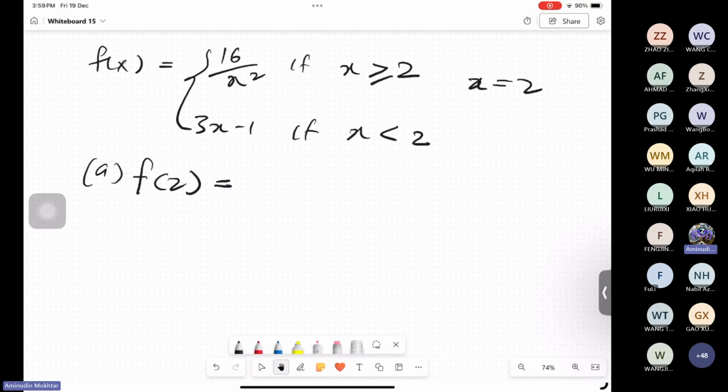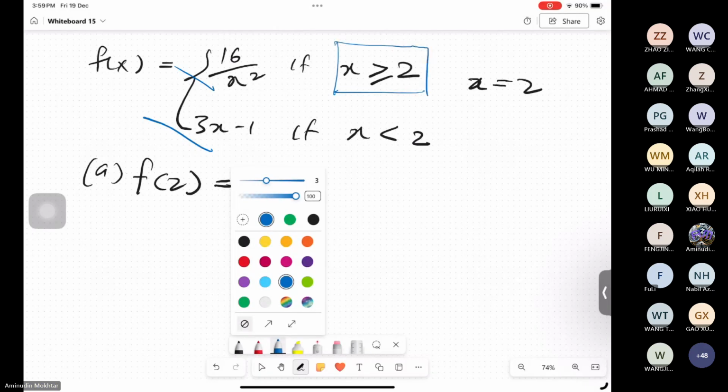For this case, we need to find the value of f(x), the value of y when x equals 2. When x equals 2, we see f(x) has two functions. We need to decide which one we should use, whether 16 over x squared or 3x minus 1. Since x equals 2, refer to this: x is greater than or equal to 2.